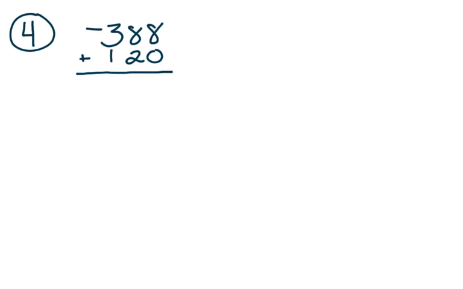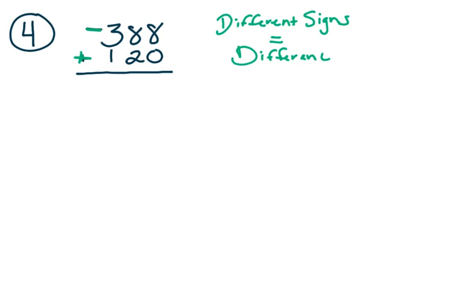So if you notice, both these numbers have different signs. And when I say sign, I mean that this is a negative number and this is a positive number. So when two numbers have different signs, you find the difference. Does that make sense? If they have different signs, find the difference.